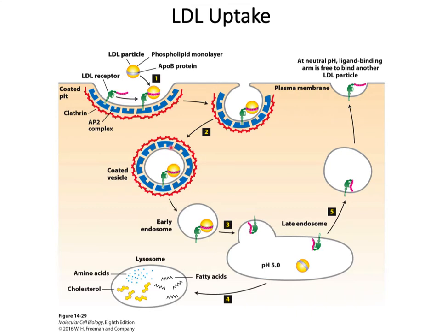Without it, it cannot fuse to the late endosome. So in order for this early endosome to fuse with the late endosome, you have to have a very close interaction of the lipids of the membranes.